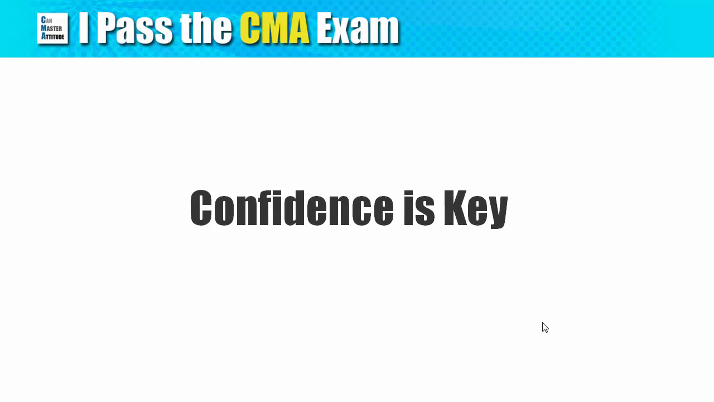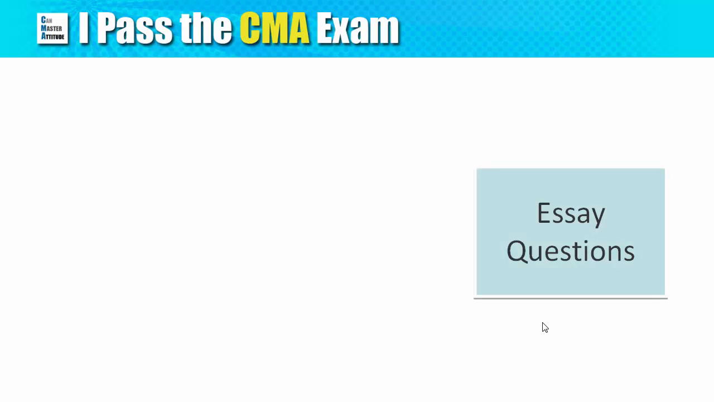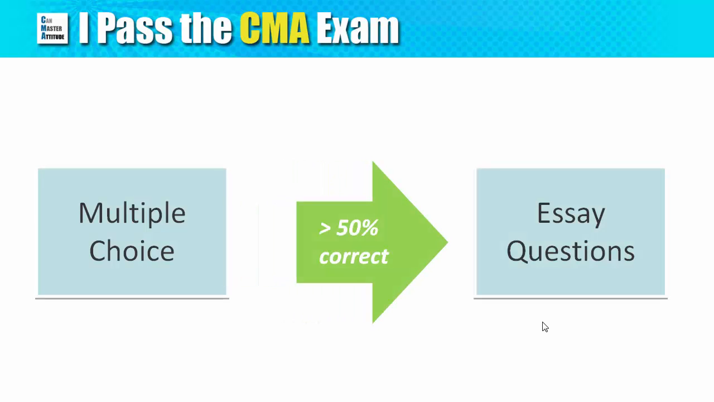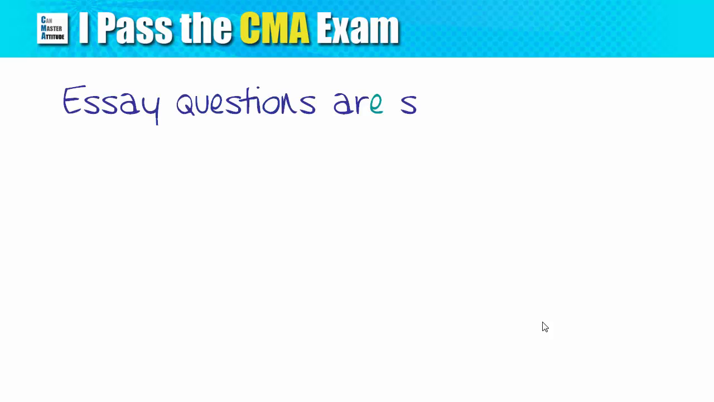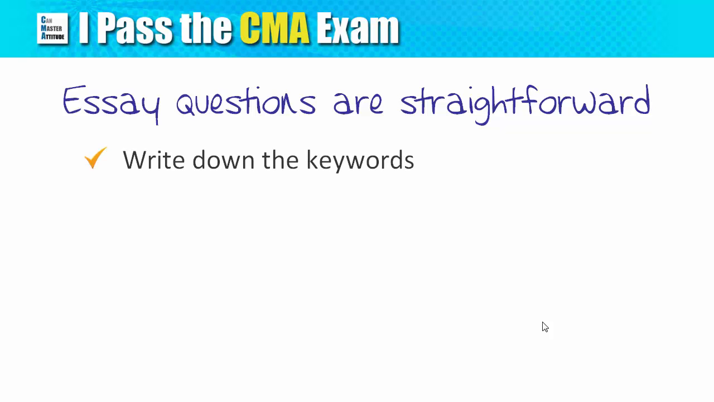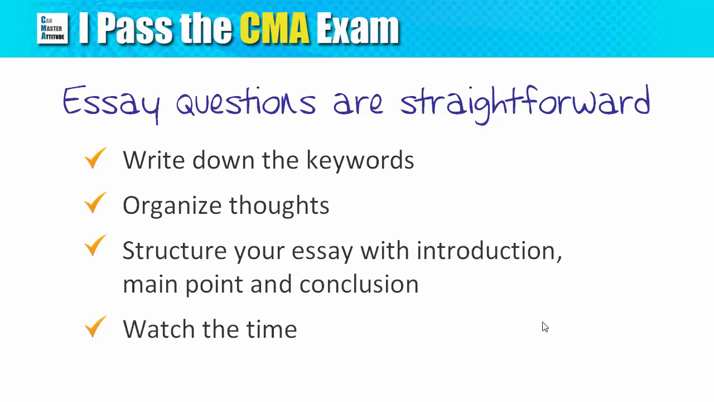Confidence improves your performance. In the CMA exam, the essay section is shown only if you get at least 50% correct in multiple choice questions. Therefore, congratulate yourself if you are able to move on to the next section. Most readers told me that essays are the easier part of the CMA exam because the questions are mostly straightforward. So, stay calm, be confident, and give your best shot. Write down the keywords, organize your thoughts, structure the essay in 3 paragraphs, and watch the time. You'll be done before you know it.